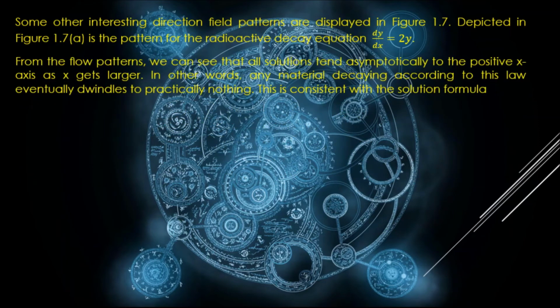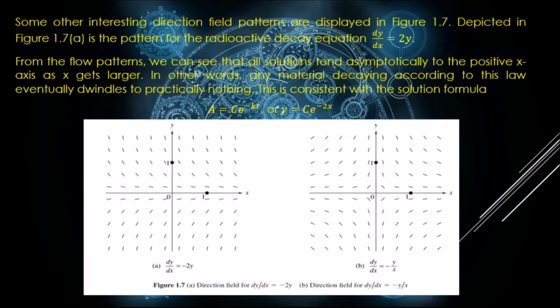From the flow patterns, we can see that all solutions tend asymptotically to the positive x-axis as x gets larger. In other words, any material decaying according to this law eventually dwindles to practically nothing. This is consistent with the solution formula A = Ce^(−kt), or y = Ce^(−2x).